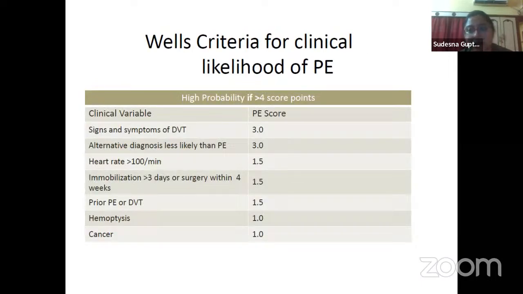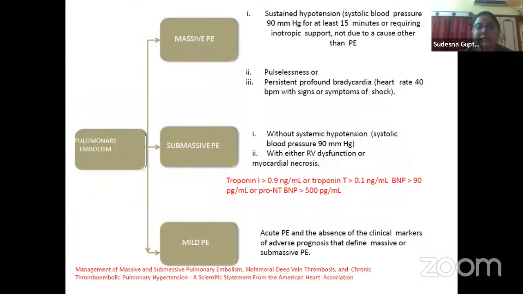The diagnostic criteria for pulmonary embolism is the famous Wells criteria. Similar to the DVT score, it gives probability based on the presence of clinical symptoms as well as clinical predisposition, with high probability of PE if the score is more than 4 based on the Wells criteria. For the sake of our diagnosis, as per the American Heart Association, we have divided pulmonary embolism into massive, submassive, and mild.